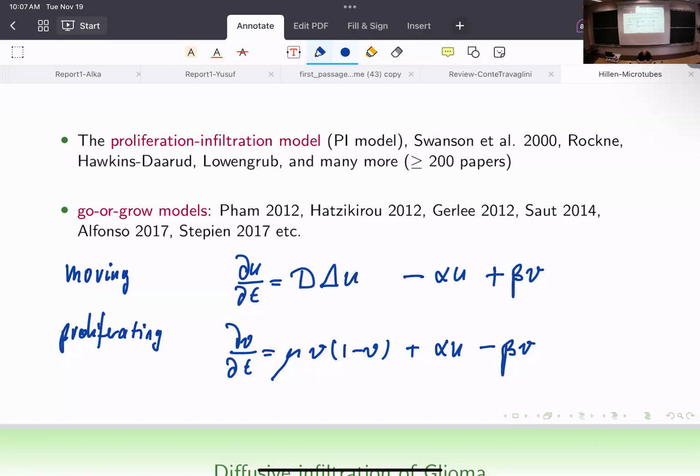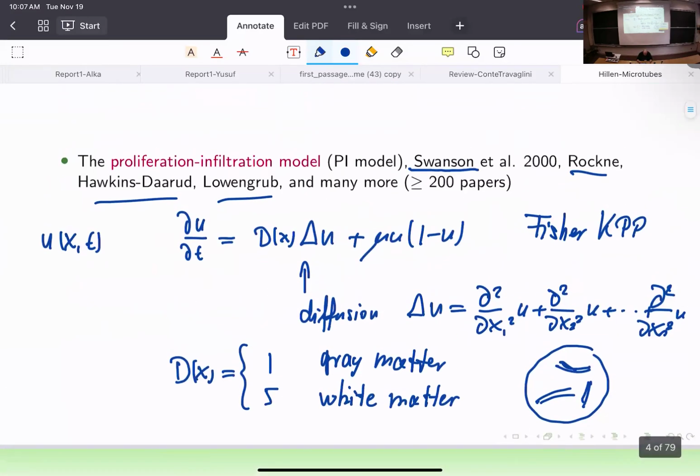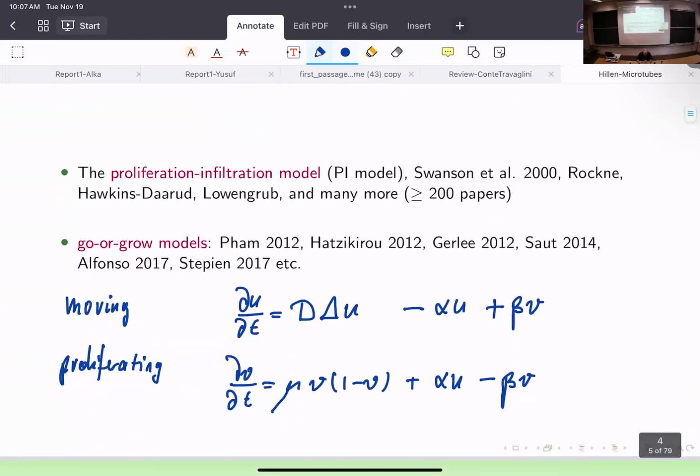So the structure is kind of similar, right? It has both processes as the Swanson model as well. The D of x, of course, you can do the D of x here as well, using the same diffusion coefficient. So these are go or grow models, and they have been used for glioma as well.